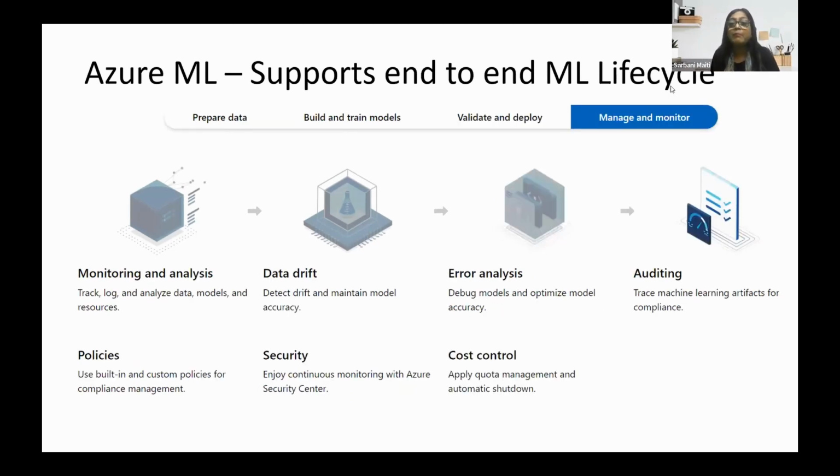Okay, quickly, manage and monitor. This is again the post-production stage, where the model is deployed, approved, and we start using the model prediction in production. Then we need to monitor the model in terms of data drift, concept drift, error analysis, auditing, cost control, security policies, and other policies which are applicable for that particular industry.